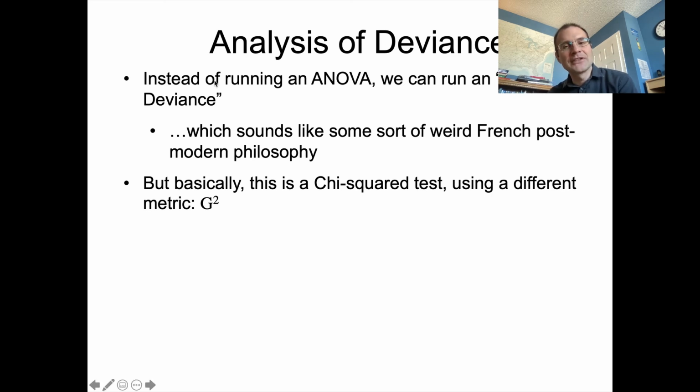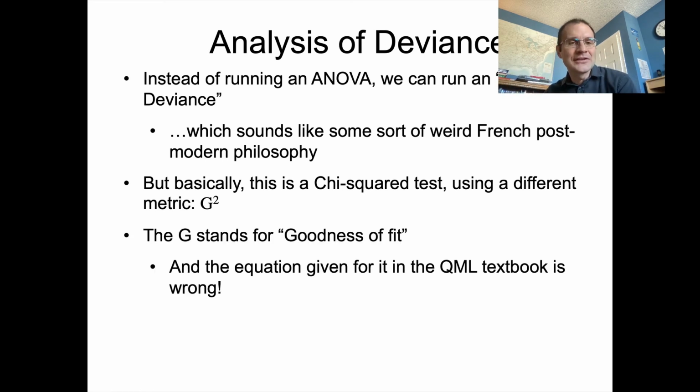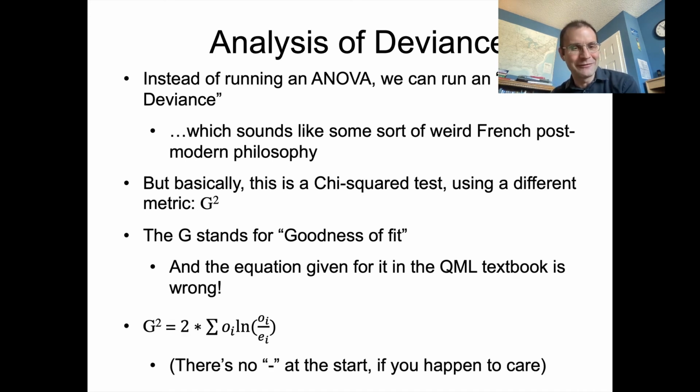This is basically a chi-squared test, but we're using a different metric. Instead of chi squared, we're using G squared. So the G stands for, of all things, goodness of fit. And there's an equation for it in this textbook, but it's slightly wrong. So I'm going to give you the correct version of it, at least in terms of how R calculates it.